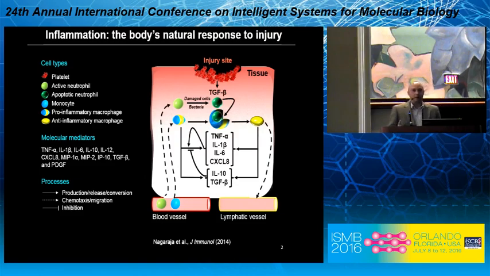For example, they ingest cellular debris, which resulted from the injury, and they release a large number of molecular mediators, many of which are proteins, such as, for example, TNF-alpha. And the role of these mediators is to coordinate the inflammatory response. So together, the inflammatory cells and the mediators participate in a large number of processes, such as molecular mediator production and release, cell phenotype conversion, and cell migration.